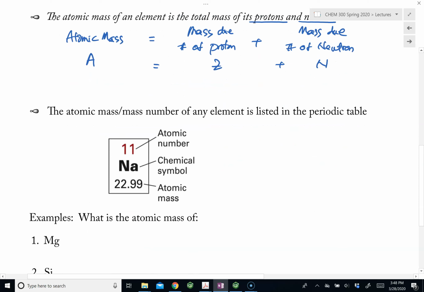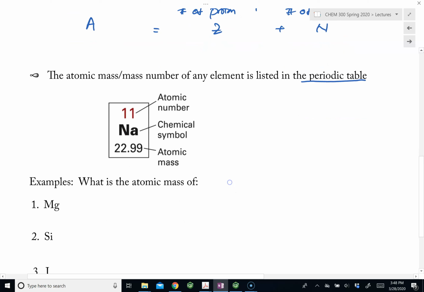And the mass of any atom, of any element, is listed in the periodic table. So by looking at the periodic table, it should be pretty easy for us to figure out the atomic mass of any element. For example, here is sodium, and this would be a typical box that we would see on the periodic table. For sodium, its atomic number is 11, and its atomic mass is listed down here. So in this case, 22.99.